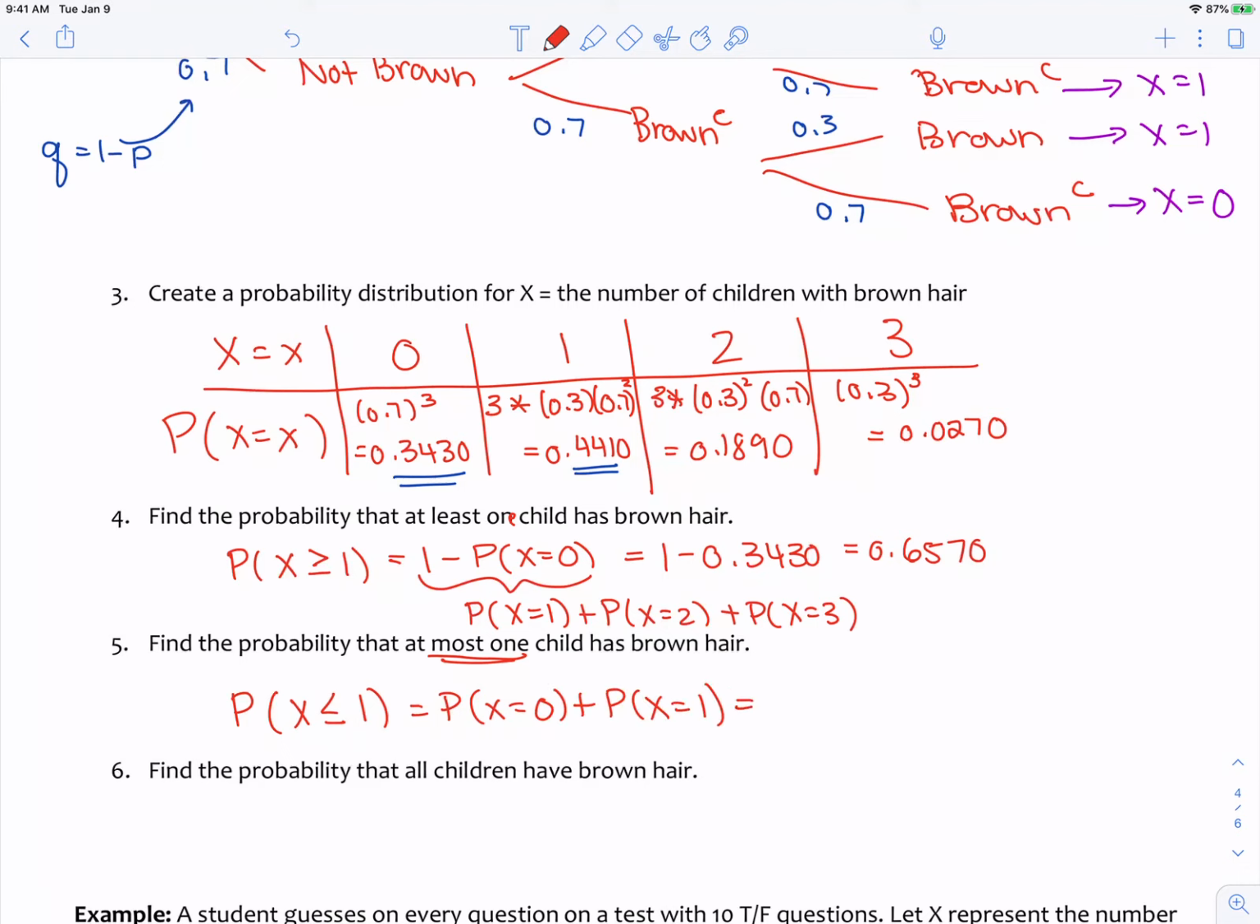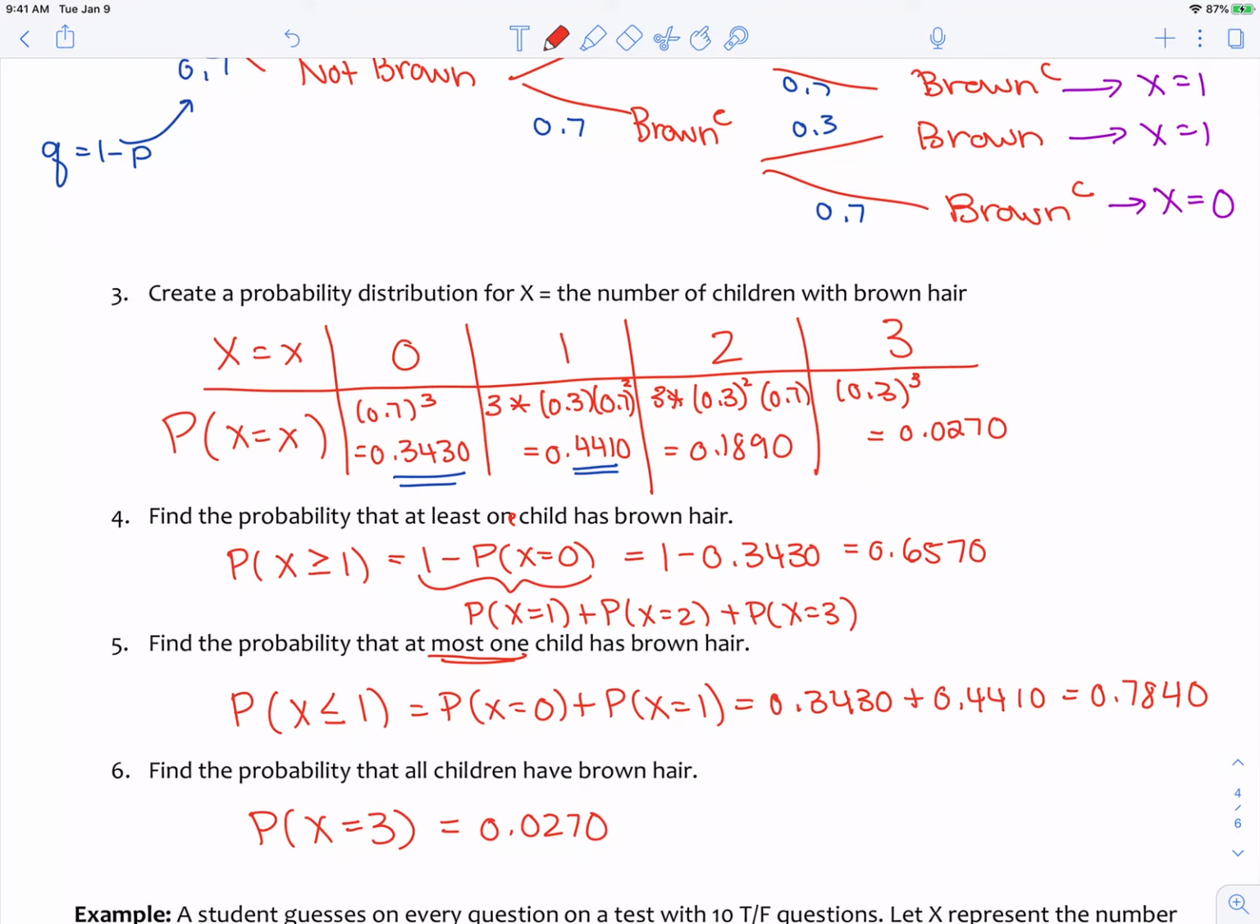We're just using the table values, right? So the probability that X was equal to 0 is 0.3430 plus the probability that X equals 1 is 0.4410, straight from the table. And that's going to be equal to 0.7840. And what is the probability that all children have brown hair? So that is the probability that X equals 3. We're just taking that straight from the table, and that's 0.0270. So these are a bunch of things that we've already been able to work on from previous classes.